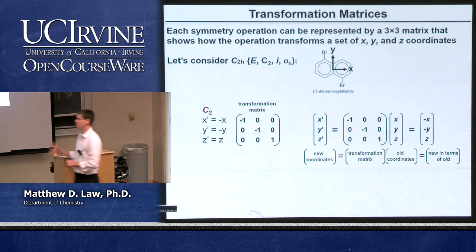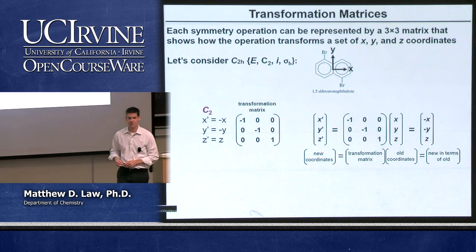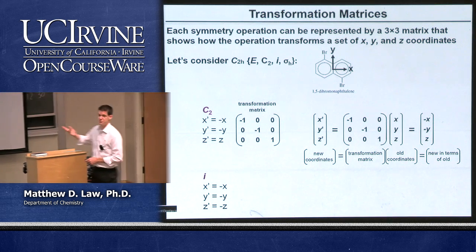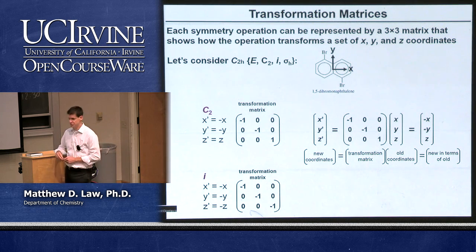So matrices are a natural way to show how the coordinate system transforms under these symmetry operations. So that's C2. What about inversion? Inversion takes x to negative x, y to negative y, z to negative z. So the transformation matrix for an inversion operation is just negative 1s along the principal diagonal and nothing else in the other elements in the matrix.